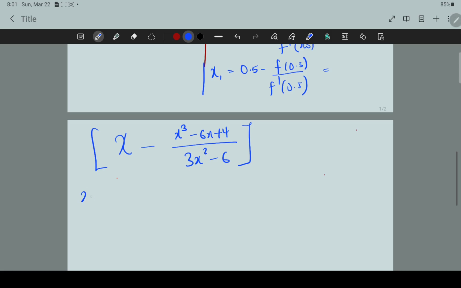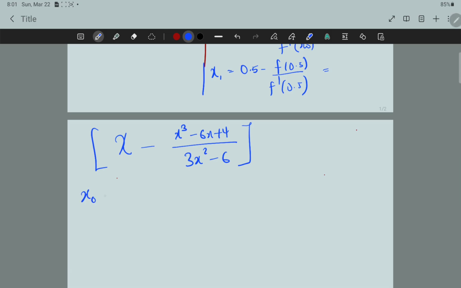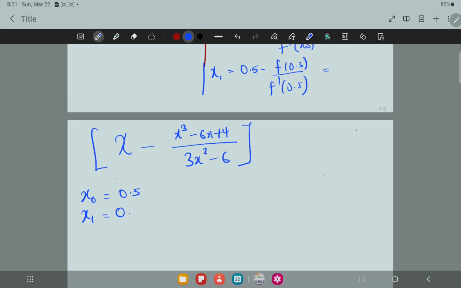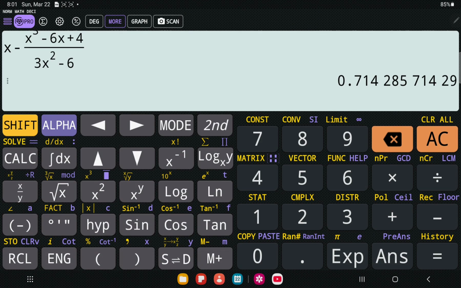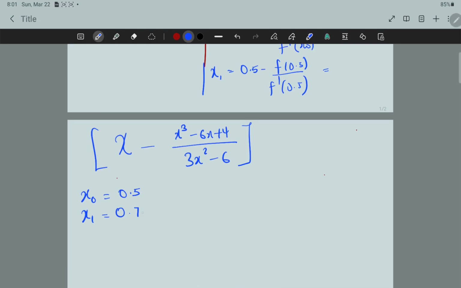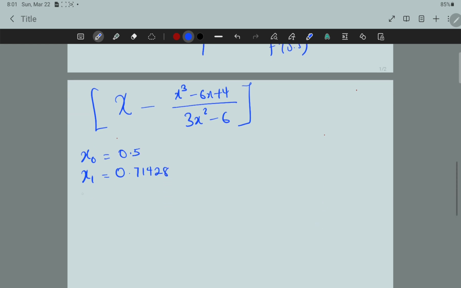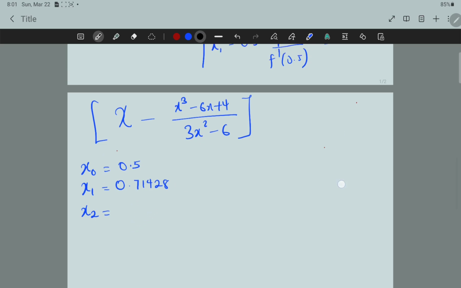So let's write calc at 0.5. So our x0 now, which is 0.5. Our x1 is 0.71428. Right? Now our x2, I'm going to input this as my new value now. Calc at this to give me this. So I keep repeating that process so that I stop wasting my booklet.